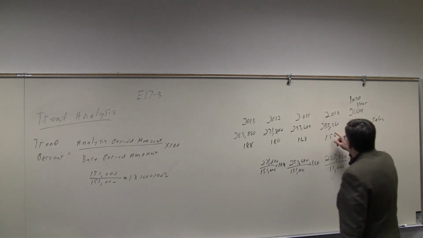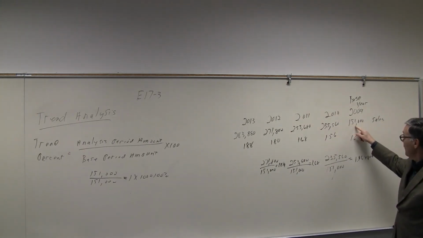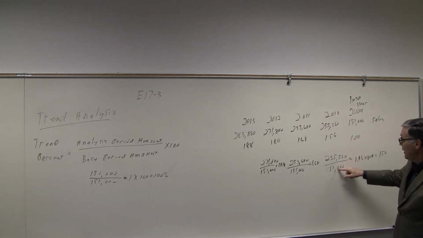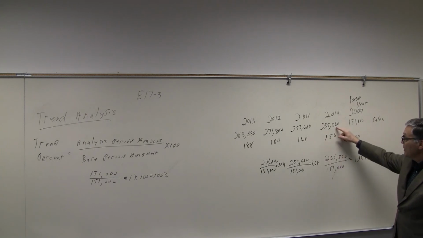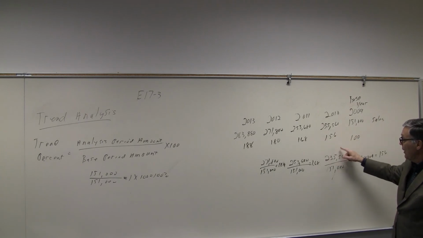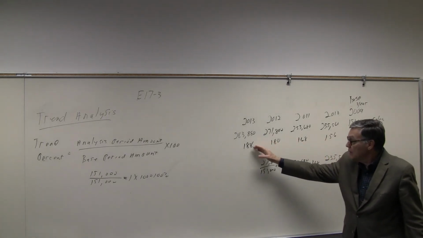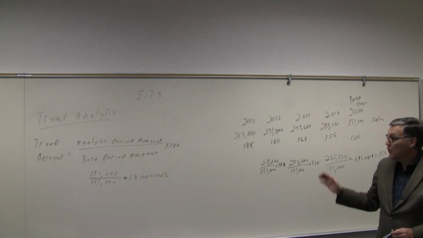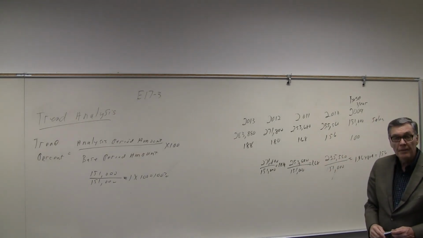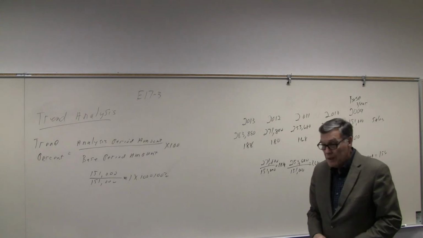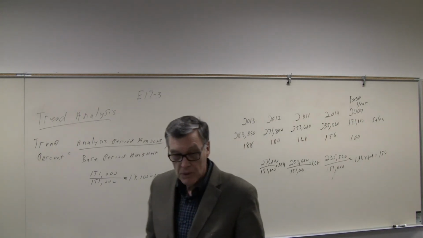Then the next year, 151,000, the base year, will be the denominator. Now the sales for that year is the numerator, and it's 156%. And so on. So you can see how sales are continually progressing as the years go on. All right, well, that should be trend analysis. We'll call that good.